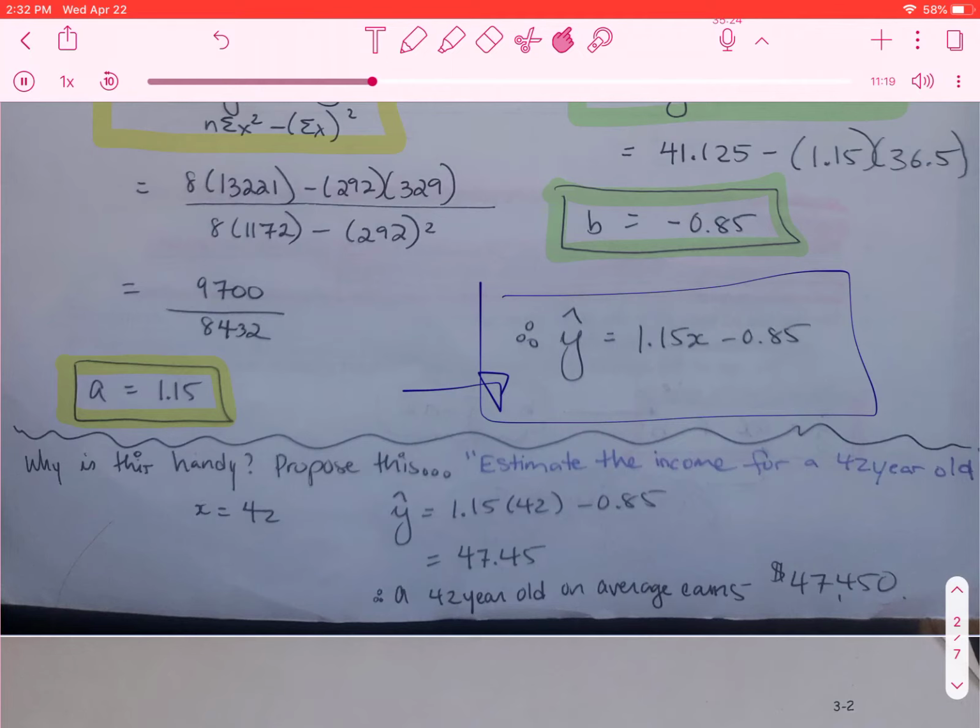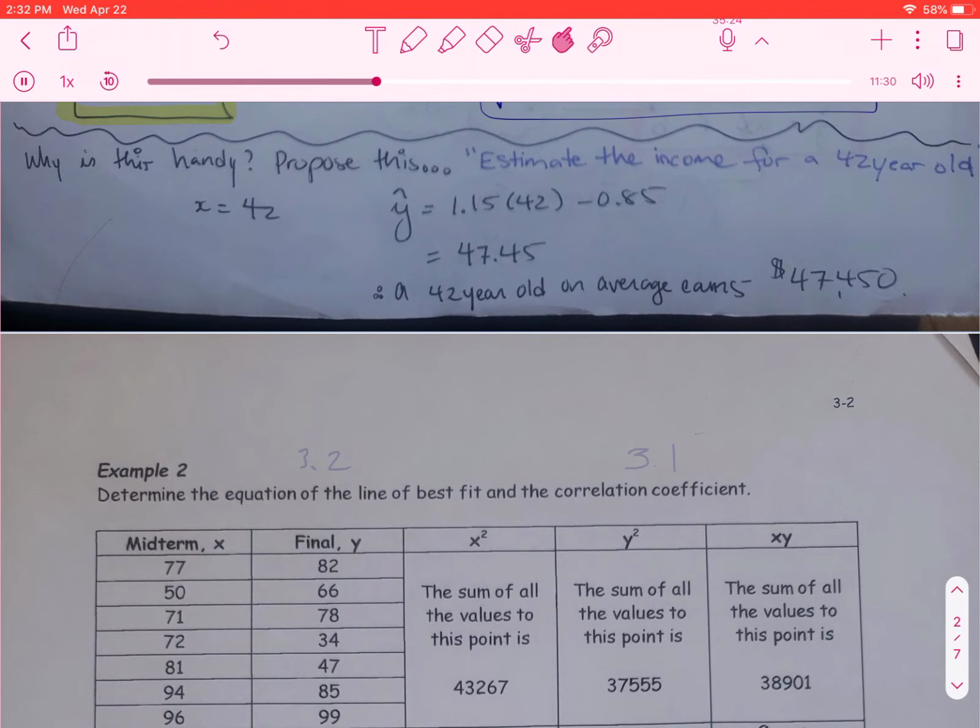Okay. Now, if you look in your textbook, it becomes very handy to have the textbook, because this is a similar example to what was used in your 3.2 section. All right, so moving along, example 2 is to determine the equation of the line of best fit and the correlation coefficient. So again, the equation of the line of best fit is the focus of today's lesson, which is on 3.2. Calculating the correlation coefficient is what we did last day in 3.1.